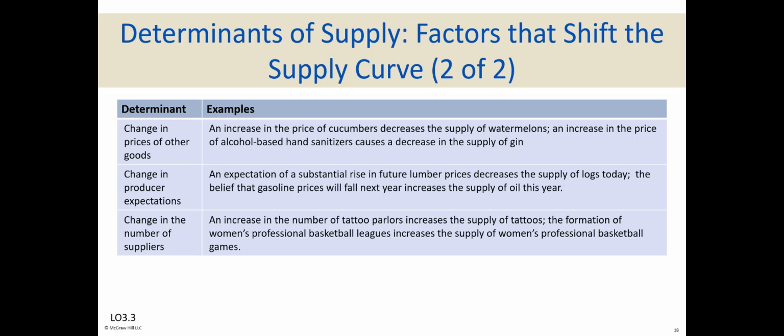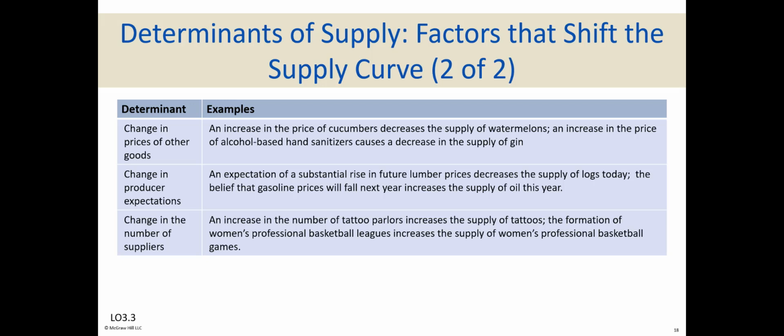Change in prices of other goods. For instance, an increase in the price of cucumbers decreases the supply of watermelons. If you are using the same resources, which in this case you are, either you grow cucumbers or watermelons. An increase in the price of alcohol-based hand sanitizers causes a decrease in the supply of gin. As you see, both of them are using the same resources.